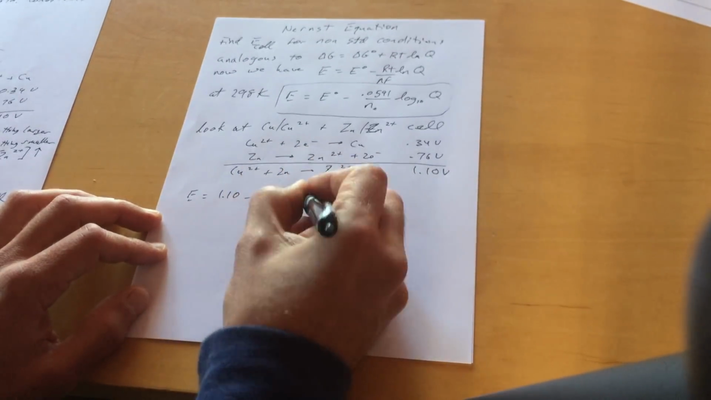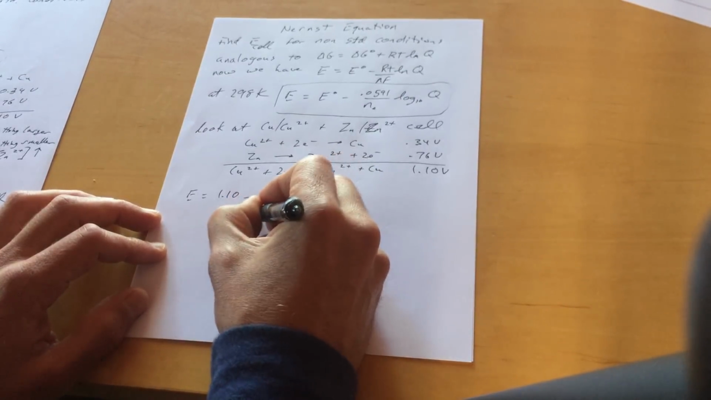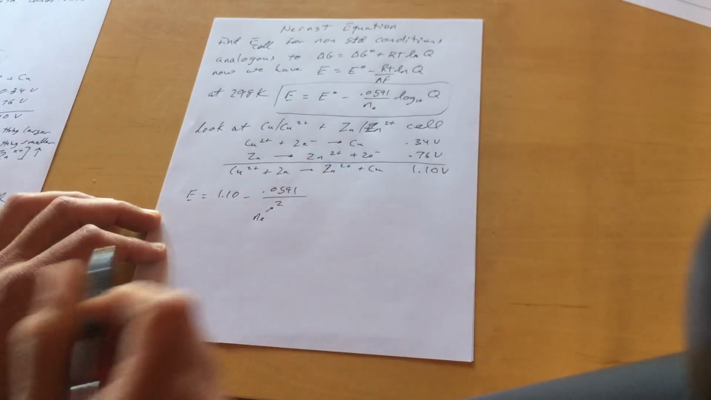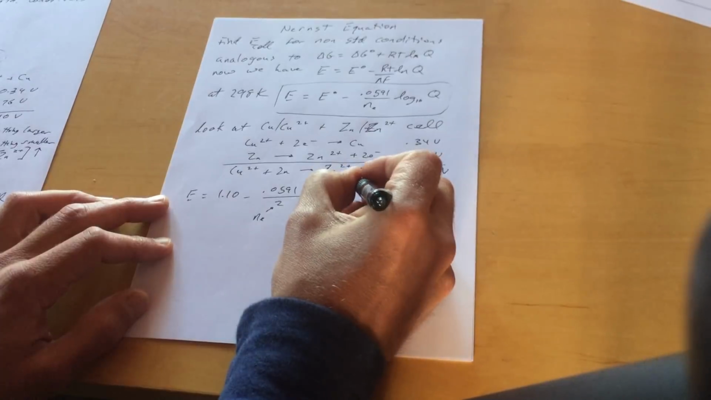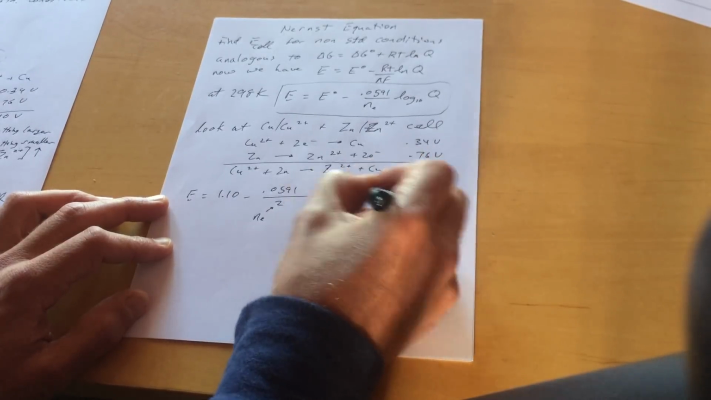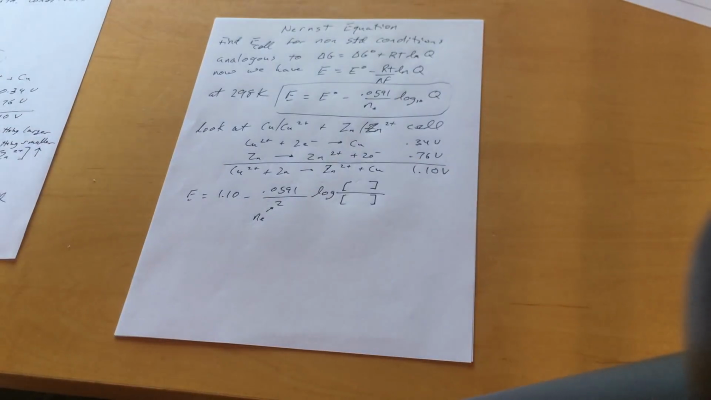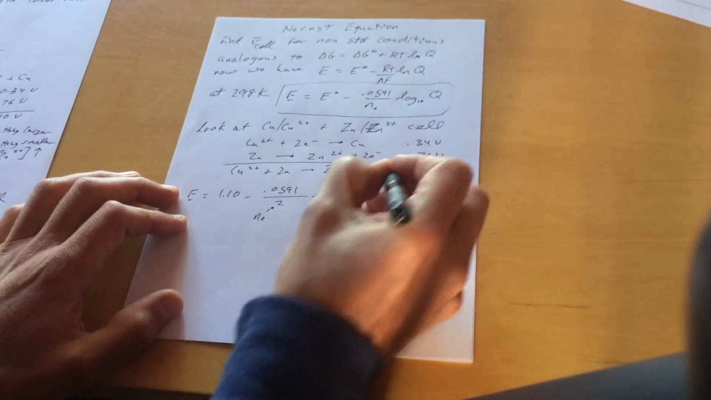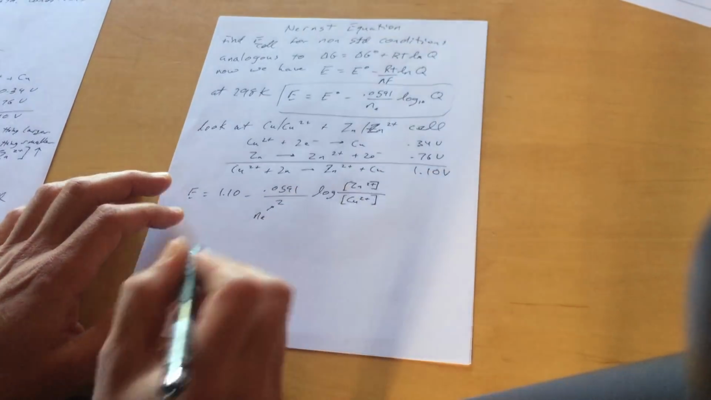Okay, so the Nernst equation for this reaction is E equals 1.10 volts, that is E0, minus 0.0591 over 2. This is the moles of electrons, and hopefully you can see that from this reaction, 2 moles of electrons. Then log Q, and the expression for Q is products over reactants. And so the product here is Zn2+, and the reactant is Cu2+.